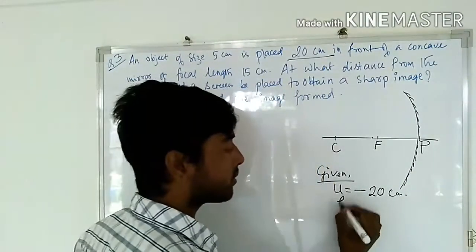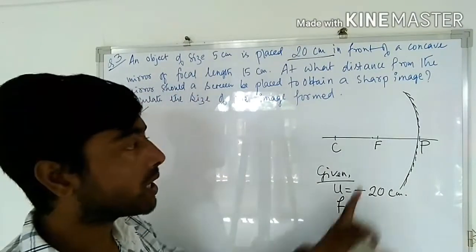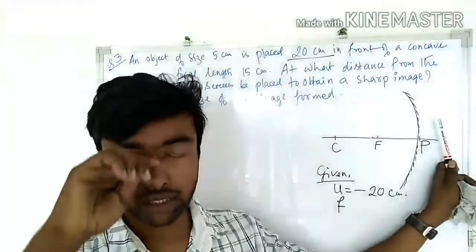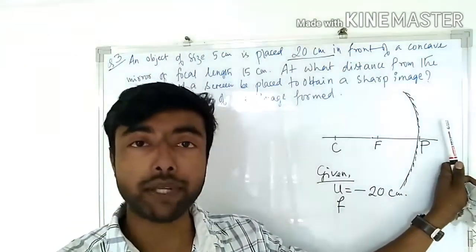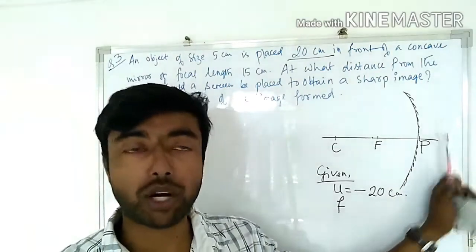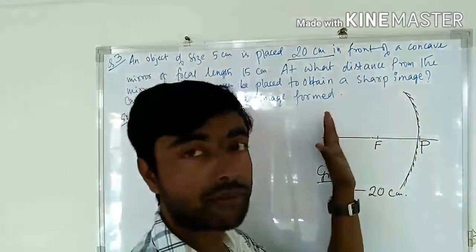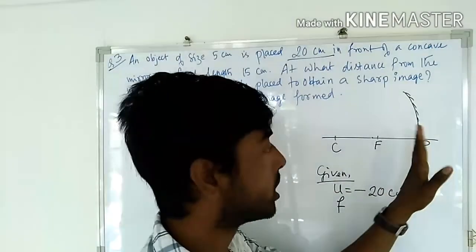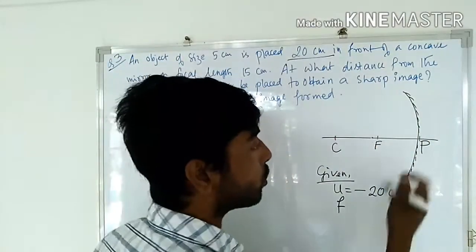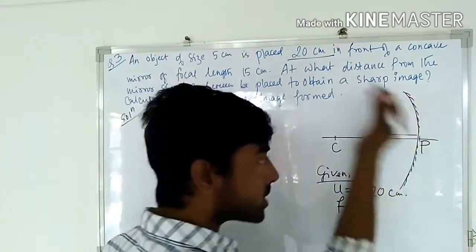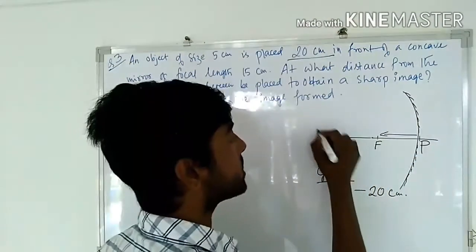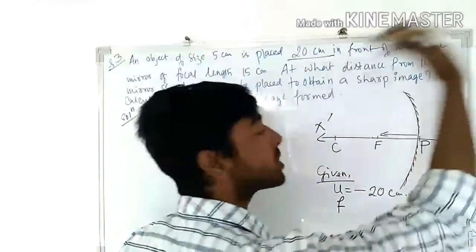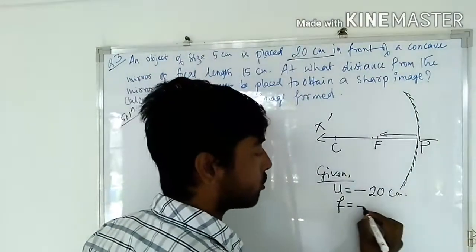Focal length of the mirror is given. What mirror is it? Now you have to think. This is a concave mirror. And in case of concave mirror, where is your focus? Focus is towards left from the mirror. Understood now? This is the mirror. Where is your focus? This is the focus. Focus is towards left. If you have to go towards the focus, you have to go towards left. Towards left means towards the x dash axis. That means negative. Clear now? Towards left means negative. Towards right means positive. So focal length will also be negative.